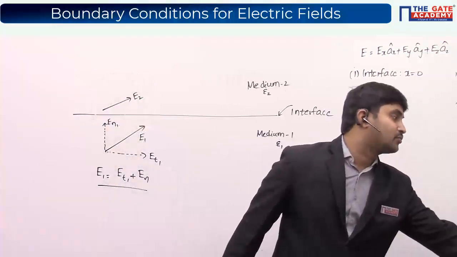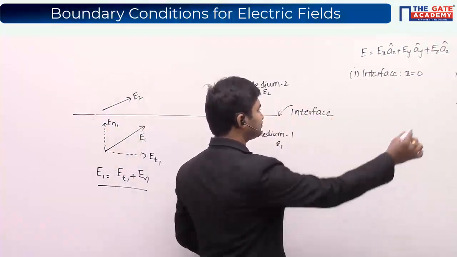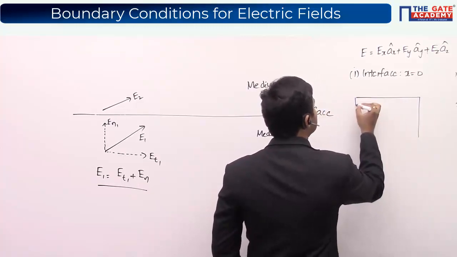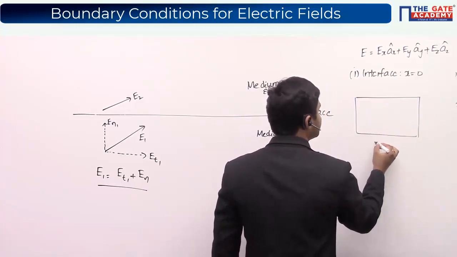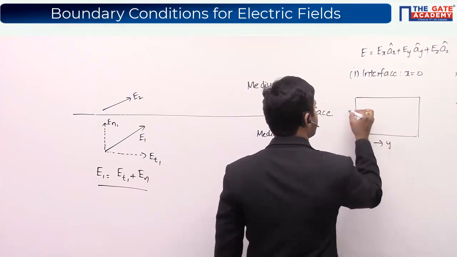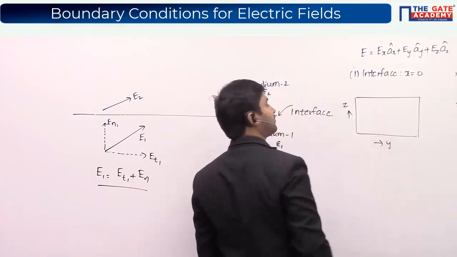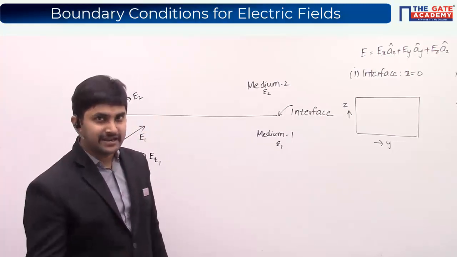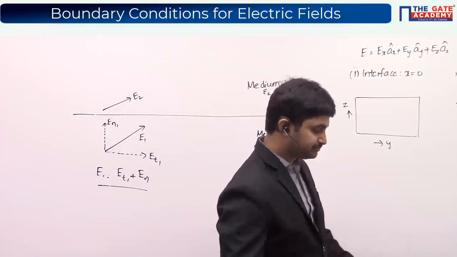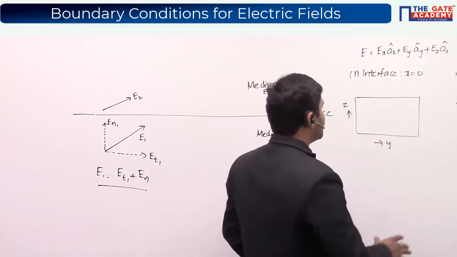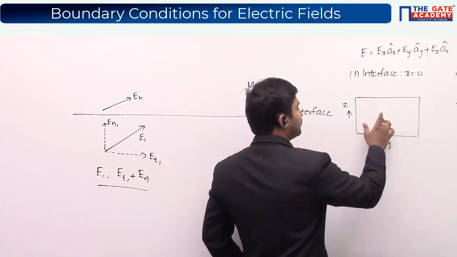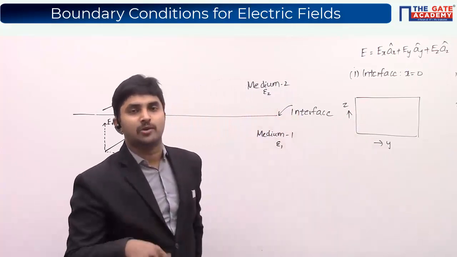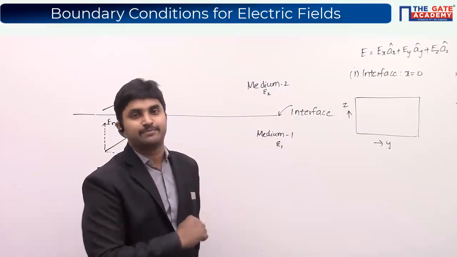Let me consider x is equal to 0. Now what is the meaning of x is equal to 0? If this plane is x is equal to 0, can I call it a yz plane? Is it not a yz plane? Yes, it's a yz plane. Now for this yz plane, can you please tell me what is the normal component to this yz plane?